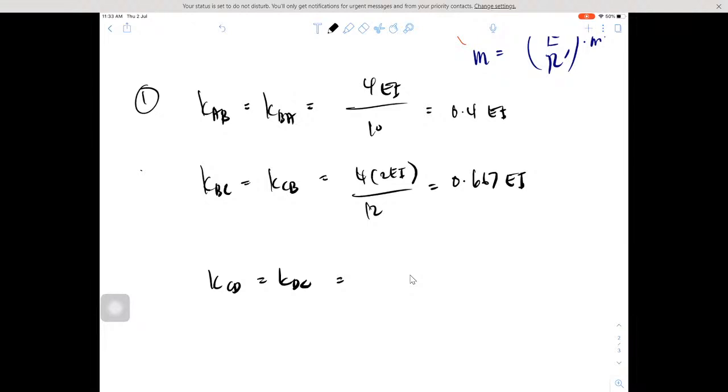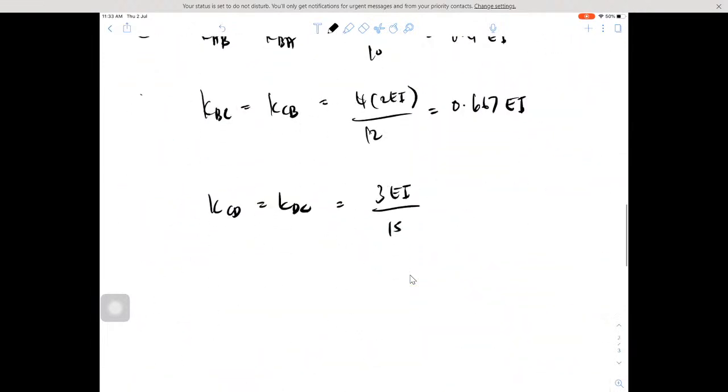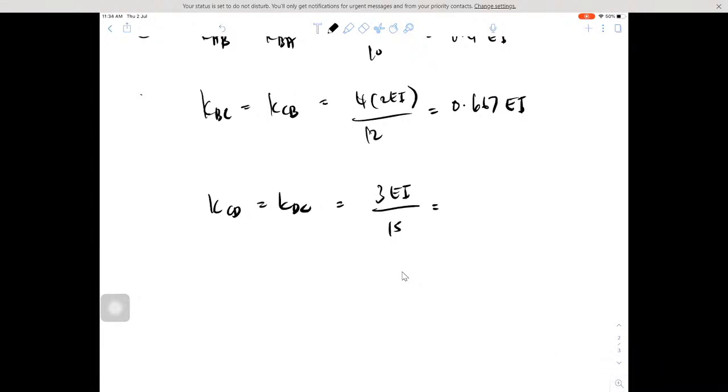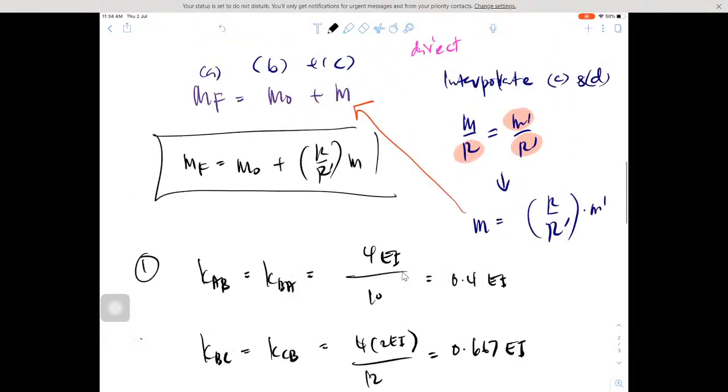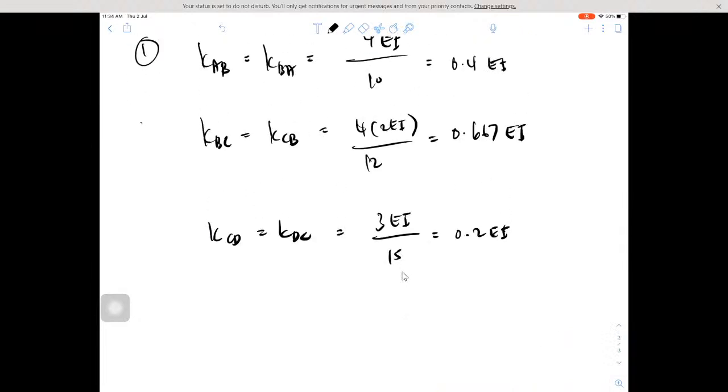So it is 3EI divided by 15. 3 divided by 15 is 1/5, 0.2 EI. Okay, this is step number 1, the member stiffness factor.